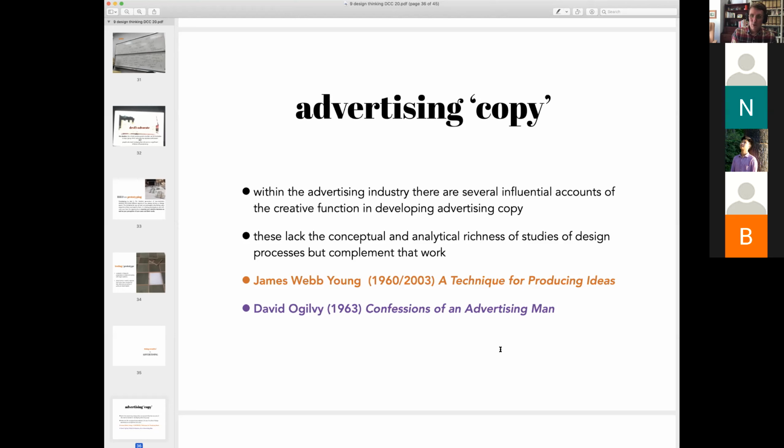James Webb Young is most influential. Actually, one of my former seminar students, when he joined one of the big four advertising companies, all of the new employees were given a copy of this book in Japanese. And he said, good thing I've been studying this already. So he kind of knew straight away.